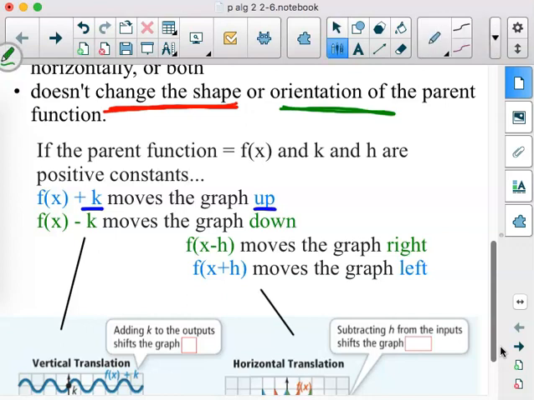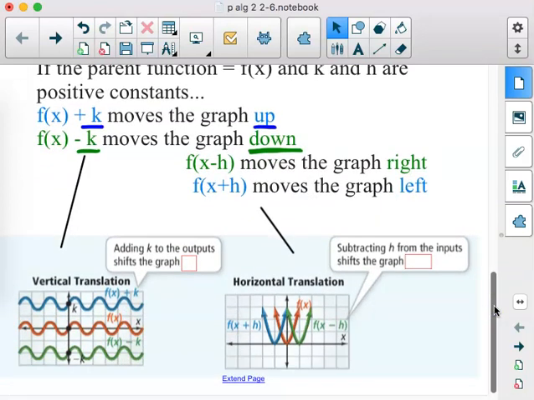If outside the parentheses of f of x we have a minus k, logic tells us that's going to move it down. For both of those, notice that k is not in the parentheses. The big deal with that is that it's not attached to the x. It's separated by those parentheses. Now, x is responsible for those movements right and left, and what we have to know about that is they're always backwards from what we think they should be.